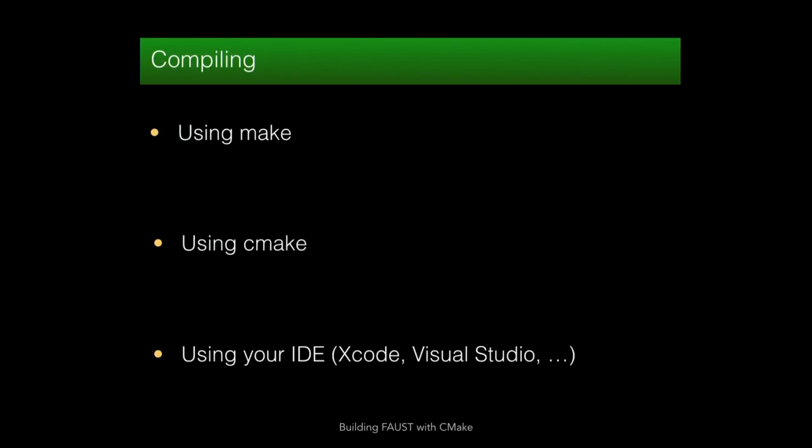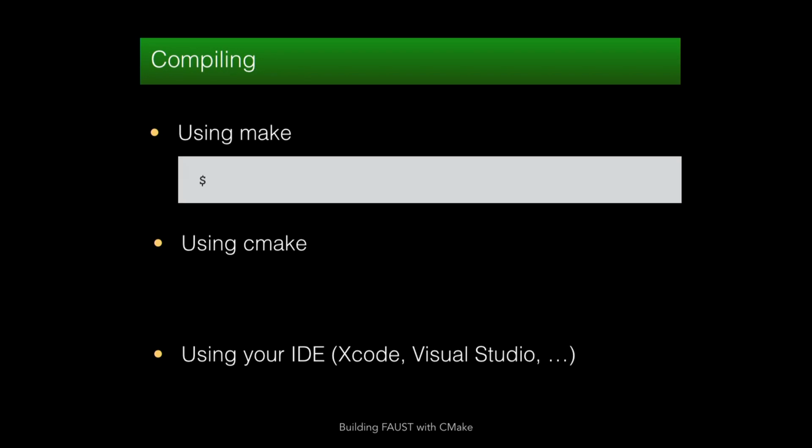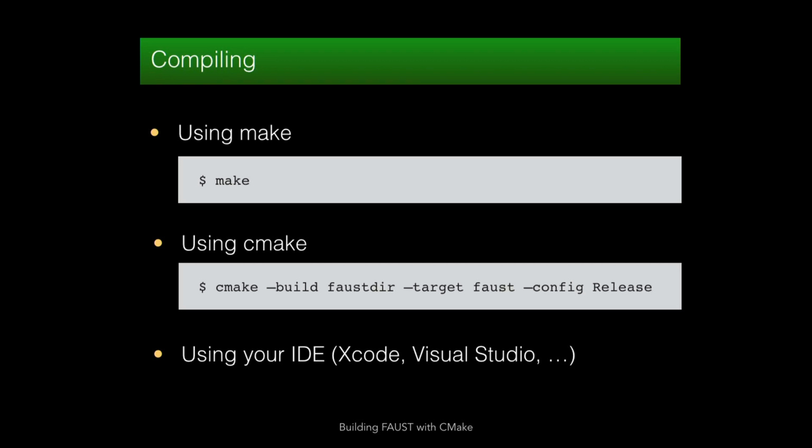So compiling, this is step 2, and this is quite easy and fast. Type make if you want to use make. You can use CMake, which is quite convenient if you want to build using the command line, even if you use an IDE like Visual Studio or Xcode, for example. And of course, you can directly use your preferred IDE.